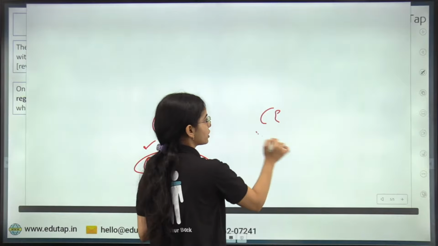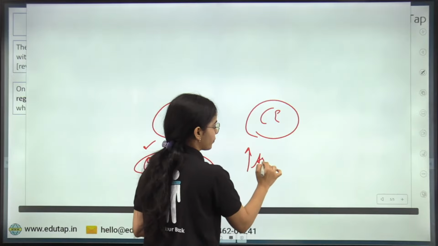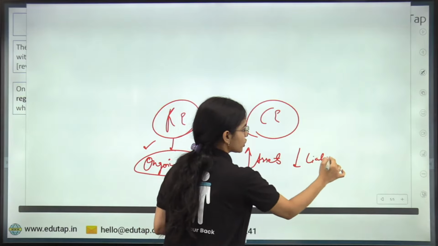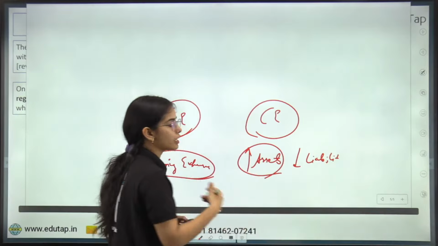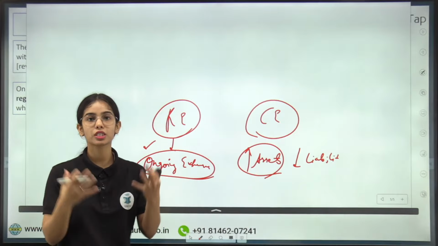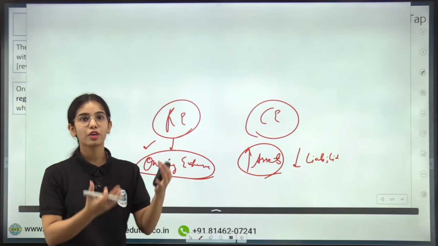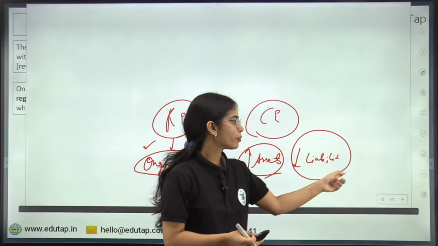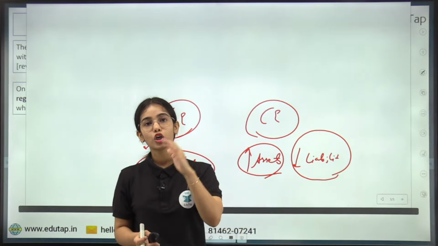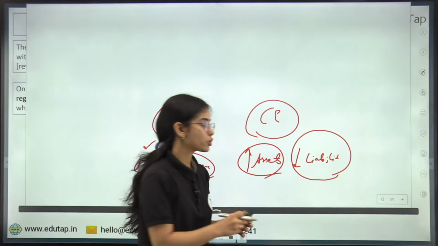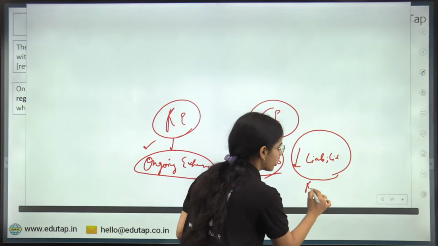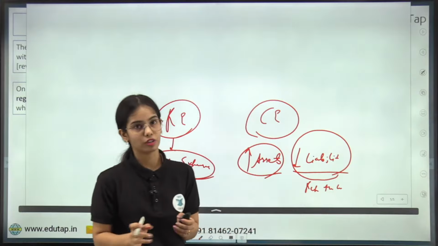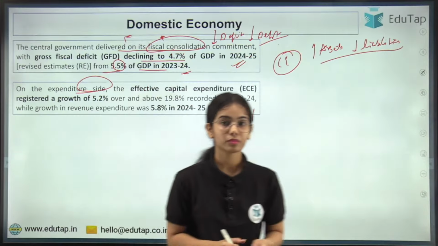Capital expenditure of the government is to increase the assets and decrease the liability. So when the government is building infrastructure, bridges, roads, flyovers and such, that is increasing the asset. Decreasing the liability means the government is reducing its loans or repaying the loans. So this is decreasing the liability for the government. Okay, so this is the idea.